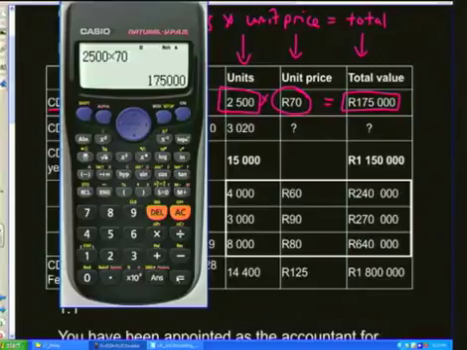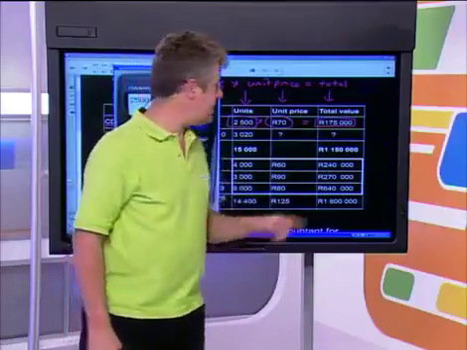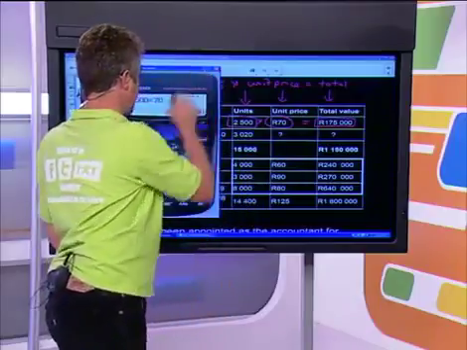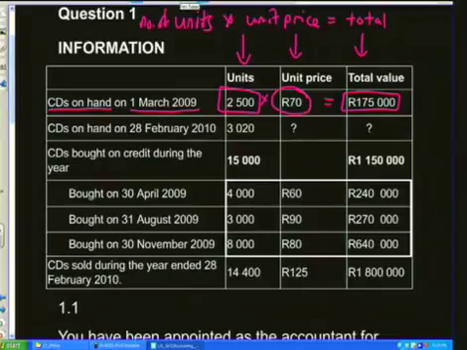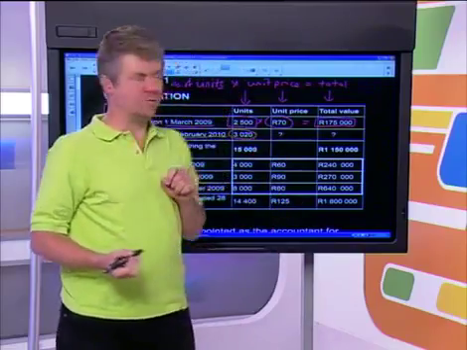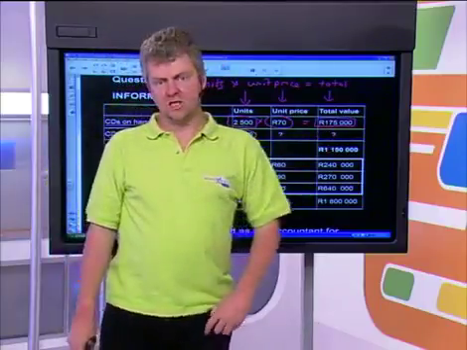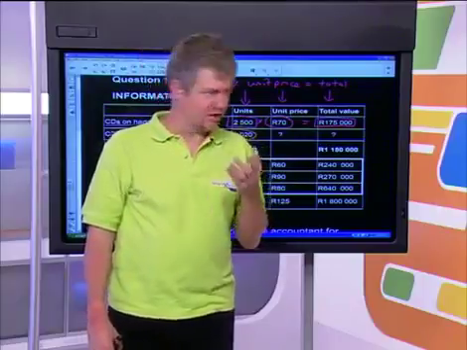The total value of the CDs in my shop at the beginning of the year, in other words the end of the previous financial year 2009, was 175,000 Rand. It's a lot of CDs. Okay, now it tells us that we also have CDs on hand on the 28th of February 2010. That's 1 year later, and we have 3,020 CDs on hand, but now the rest of the information is missing. We don't have a unit price and we don't have a total value. We've only got question marks. So we have to calculate those missing figures.